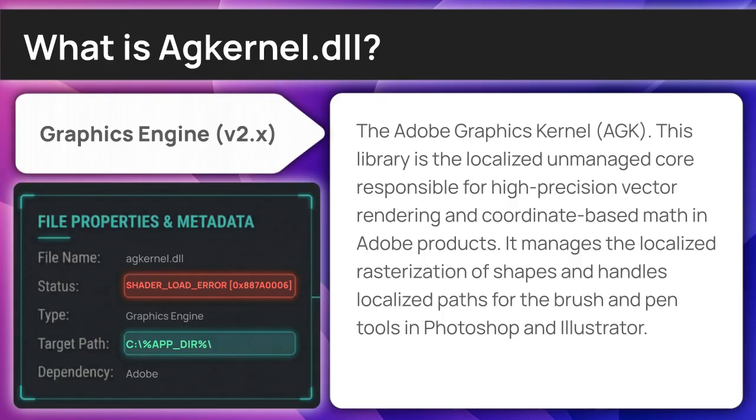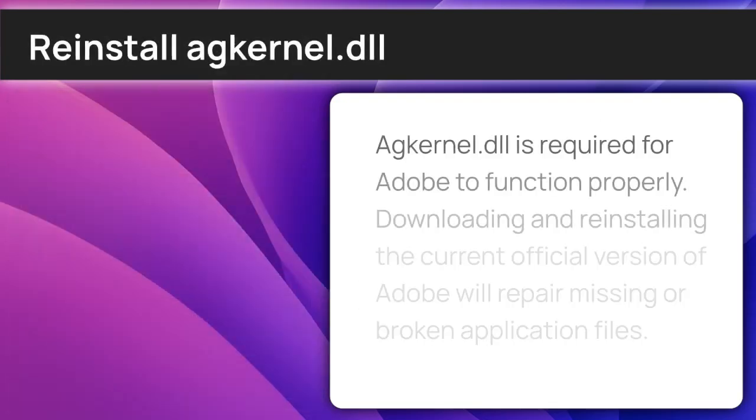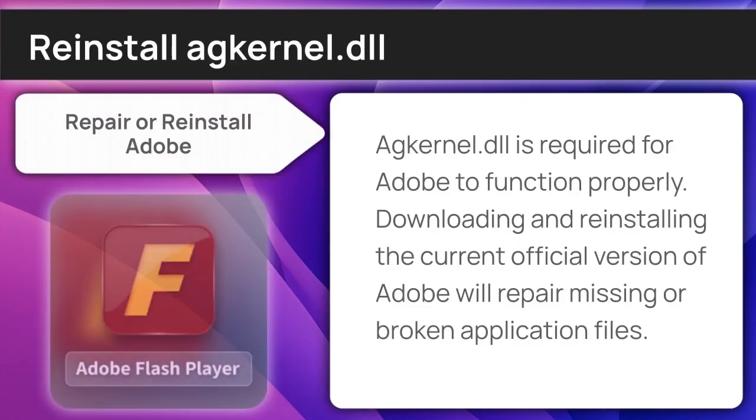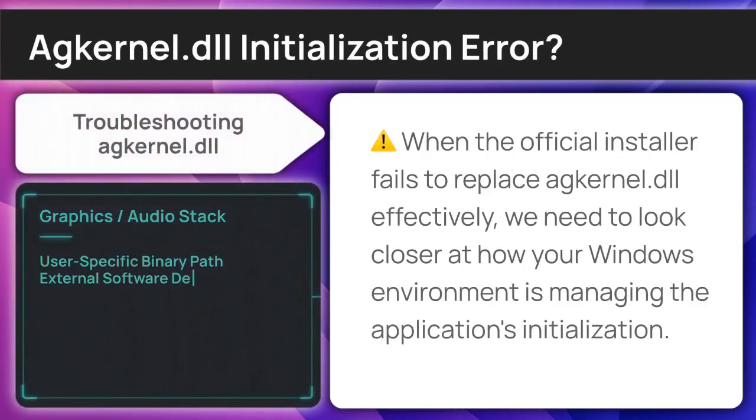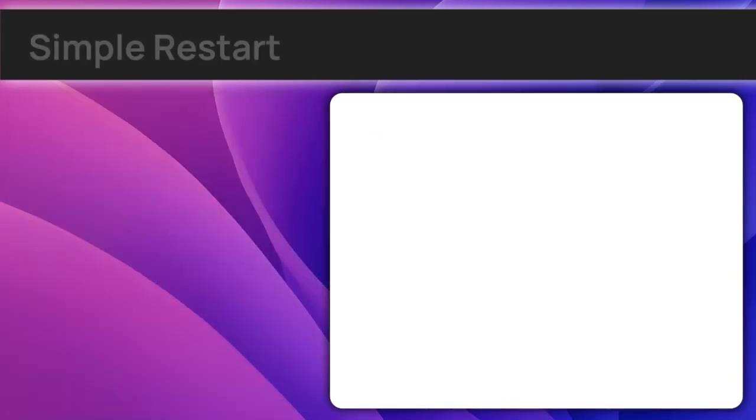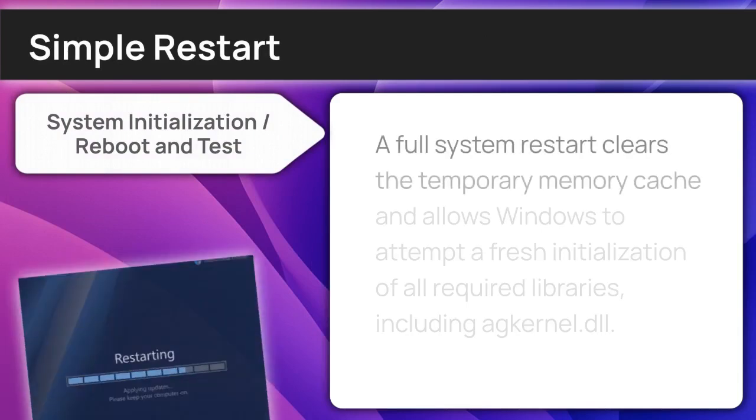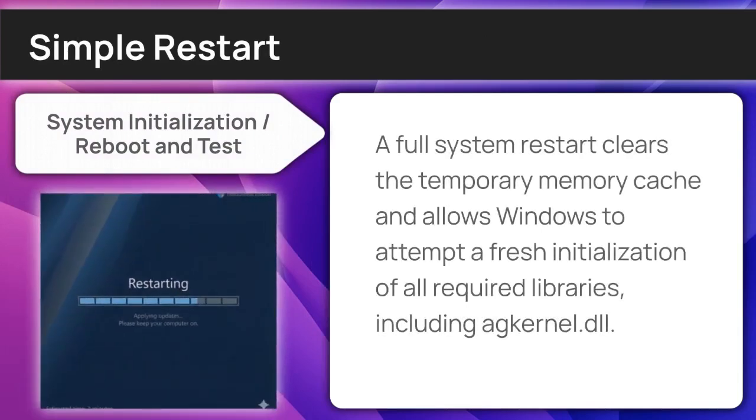Our first move is installing a fresh, clean copy of the library. Agkernel is required for Adobe to function properly. Downloading and reinstalling the current official version of Adobe will repair missing or broken application files. In cases where the official installer remains ineffective, we must escalate to a manual review of your system's active runtime state. A full system restart clears the temporary memory cache and allows Windows to attempt a fresh initialization of all required libraries, including Agkernel library.